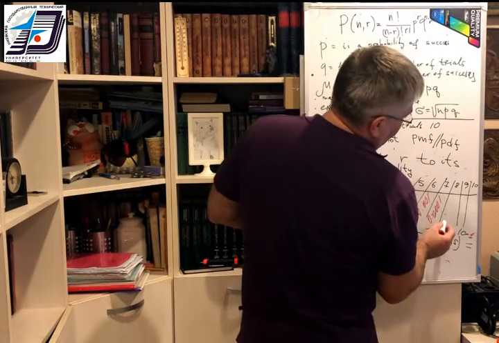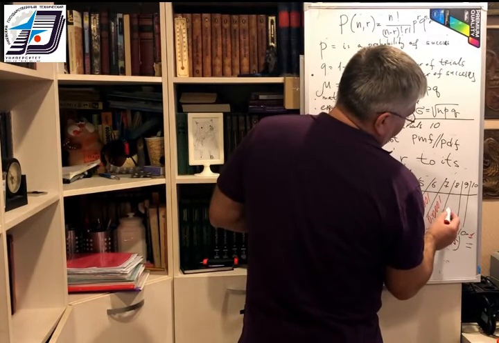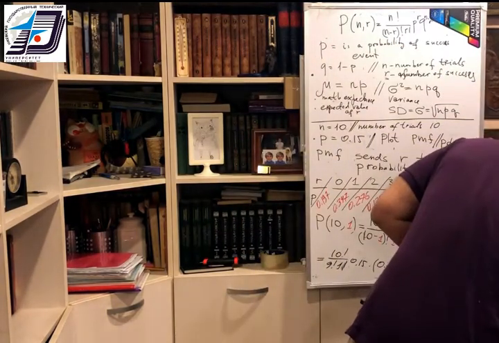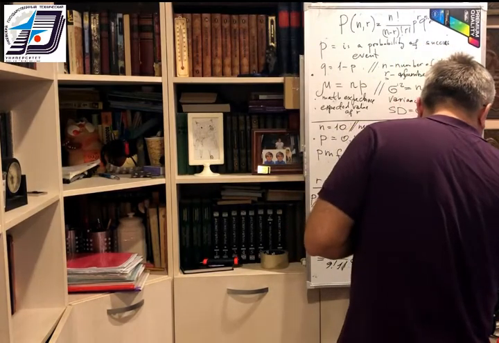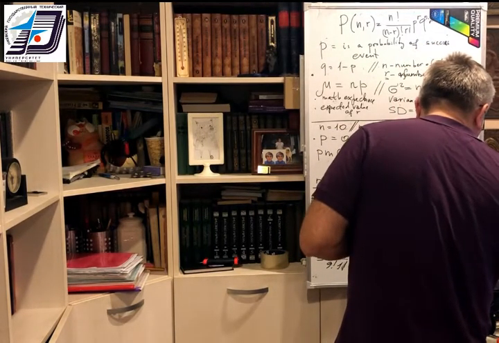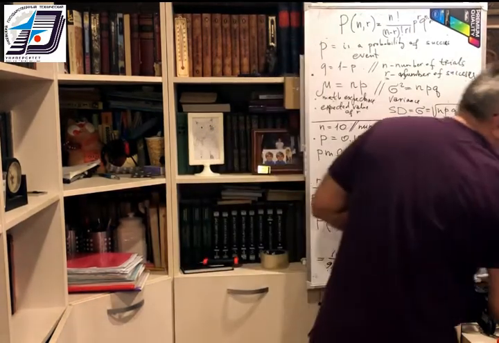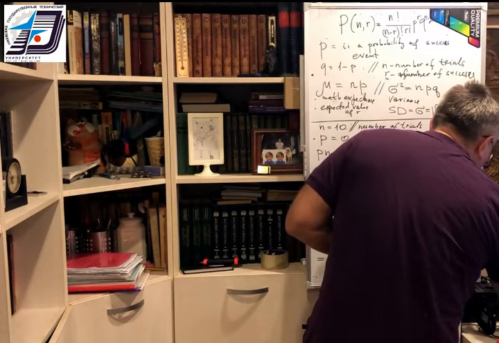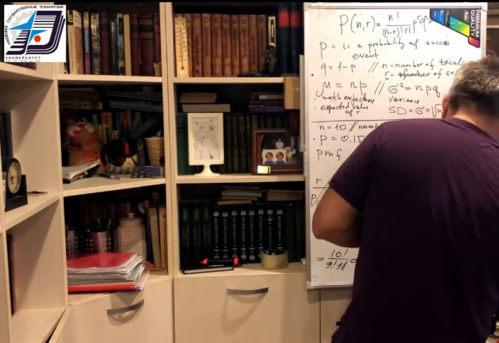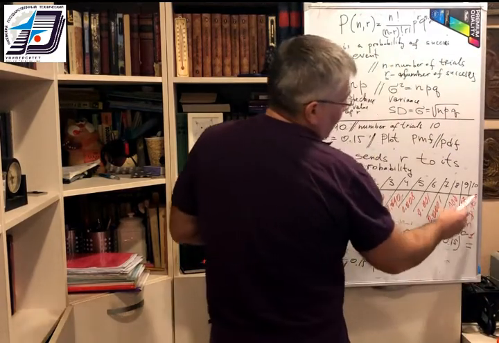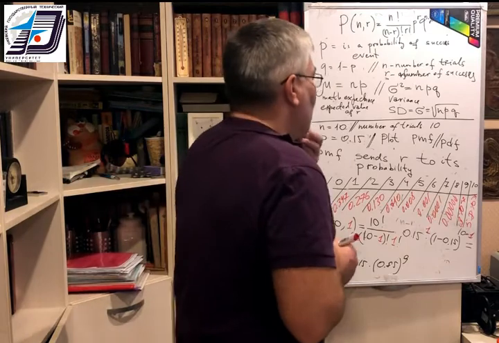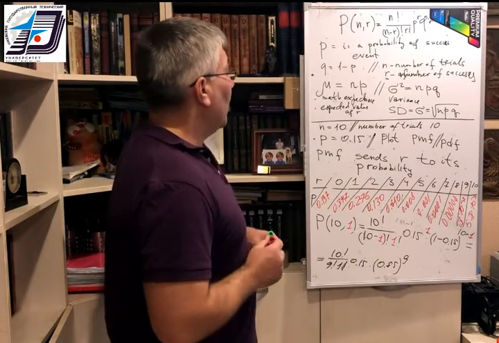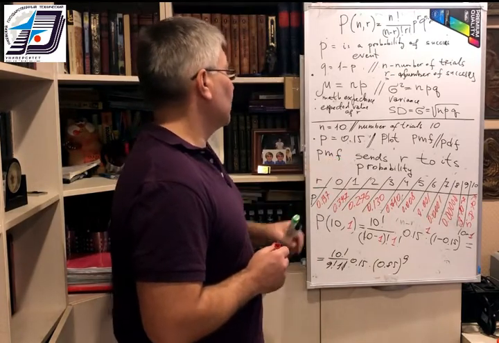And here we have very small numbers. For example, I have 3 times 10 raised to power minus 7, so it has 6 zeros after the point, and 5.8 times 10 raised to power minus 9, so this number has 8 zeros after the point. So we are ready to plot the probability mass function graph.